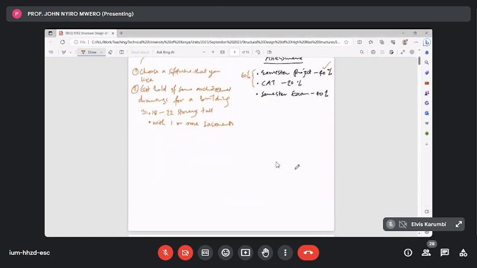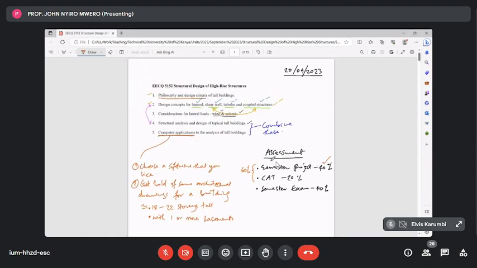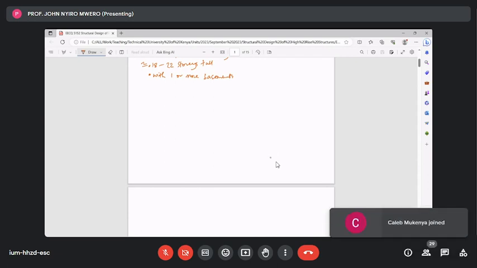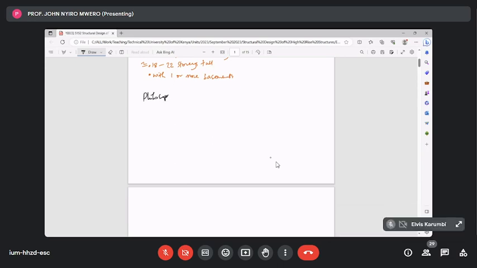Now, with that, I want to immediately delve into the first item of this content, which is philosophy and design criteria of tall buildings. And I want to change it a bit to say philosophy and design criteria of tall structures. Instead of just buildings, let's say structures, so we make it broader. So philosophy and design criteria.